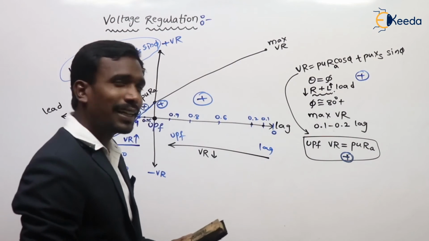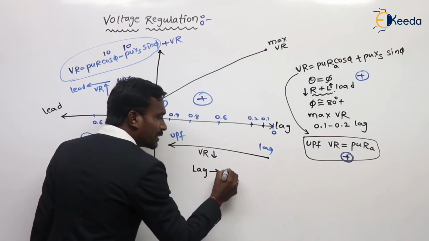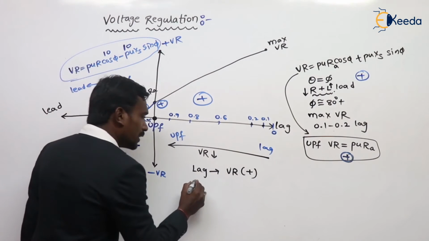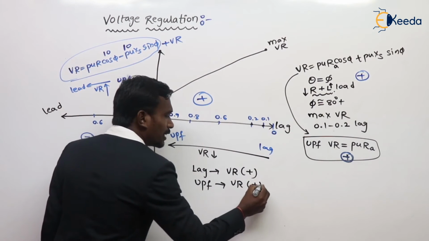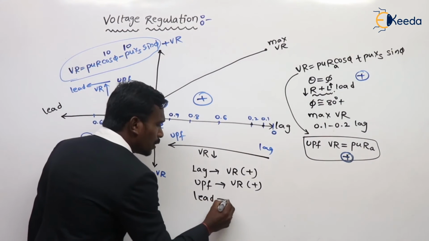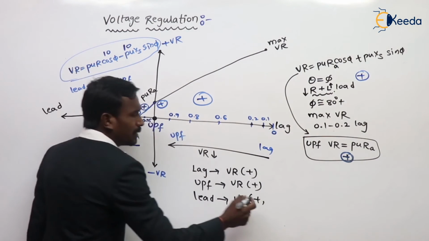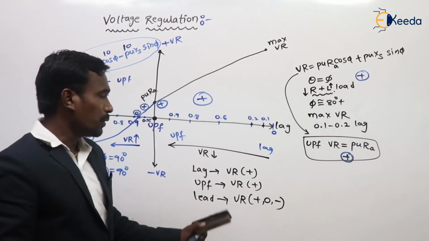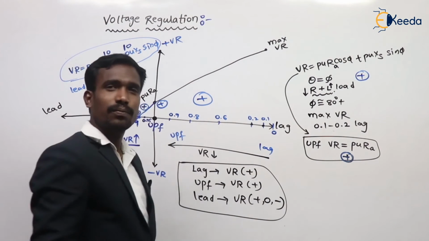So finally, what is the conclusion? Tell me, in lagging load, what is voltage regulation? Voltage regulation is positive. At unity power factor, what is voltage regulation? Voltage regulation is positive. In leading load, what is voltage regulation? Voltage regulation is sometimes positive, then it may be 0, then it may be negative also. Positive, 0, negative. This is the voltage regulation.